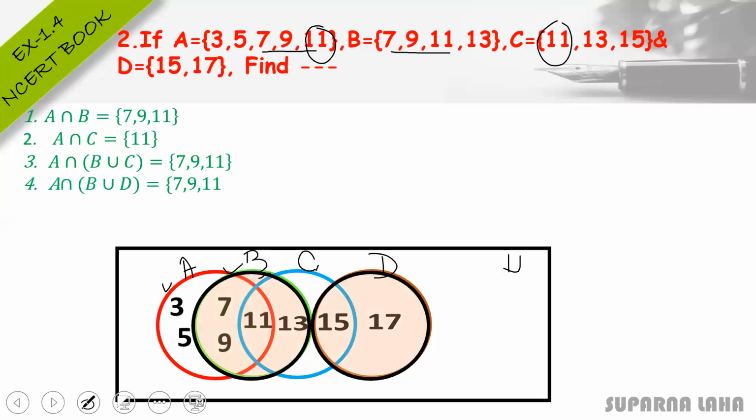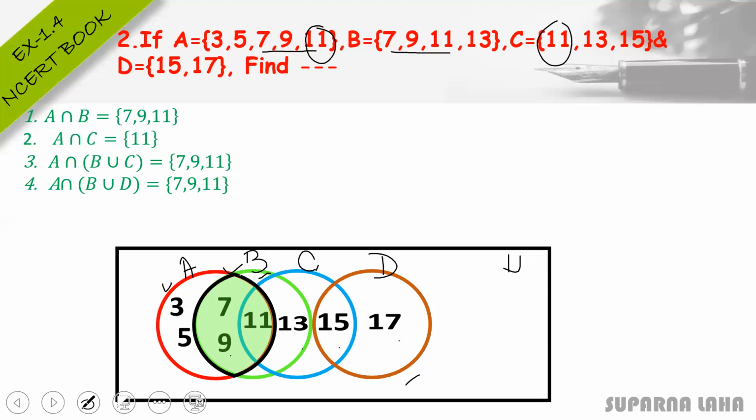Next, A intersection B union D. Now this colored portion is B union D, that is 7, 9, 11, 13, 15, 17. Now take the intersection with A. Again, this portion will come, that is 7, 9, 11.